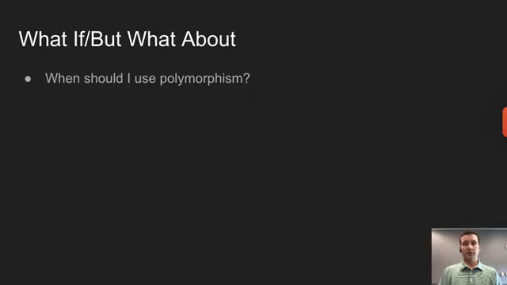What if, what about? When should I use polymorphism? When multiple classes inherit from a parent and override the same functionality, the result is polymorphism. Each of those child classes now implements a property or method, but they may have different ways of doing it in their own implementation.